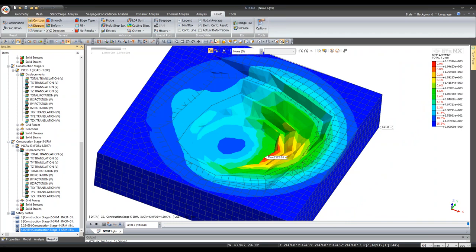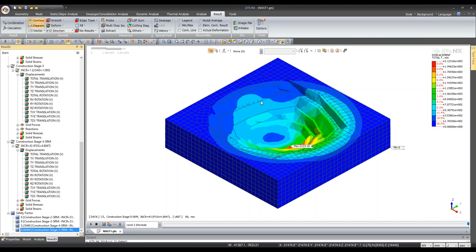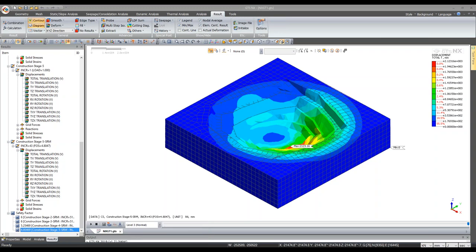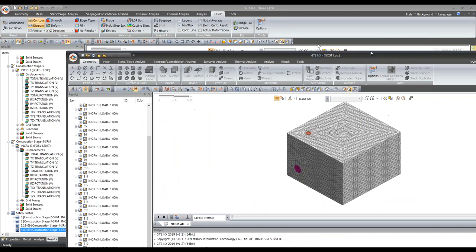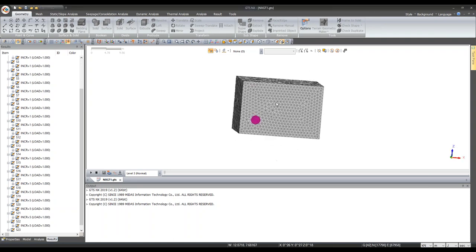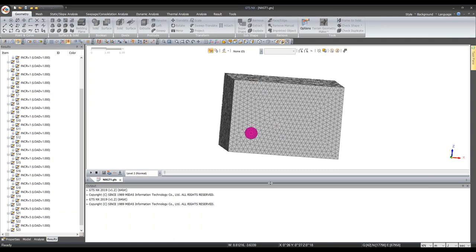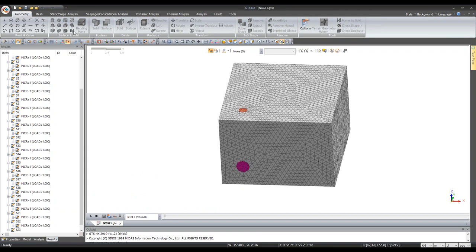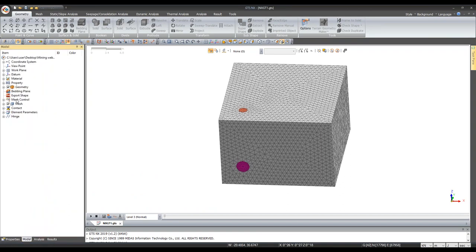Yeah. Now this is your complete analysis related to your open pit. Now we will be going for deep mining. Yes, so this is your complete analysis regarding deep mining. So what I have done in here will be shown to you now. So this is your entire model.